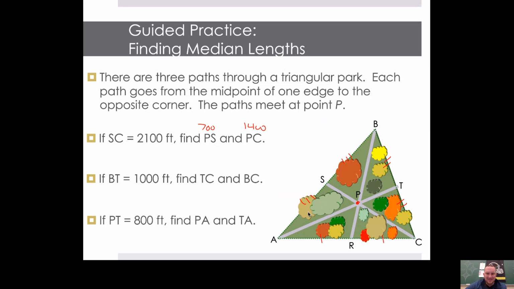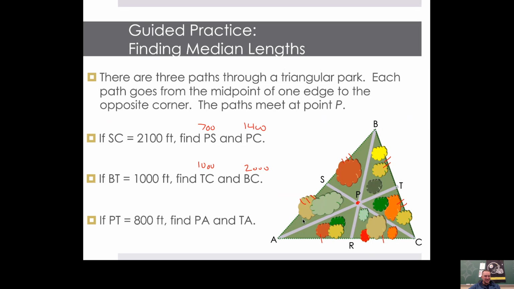Second one here, B to T. That's this guy. That's 1,000. How far is it from T to C? Well, if this is 1,000, T to C is also 1,000. They're the same. How far is it then from B to C, the whole thing? Well, each piece is 1,000. So B to C is 2,000.